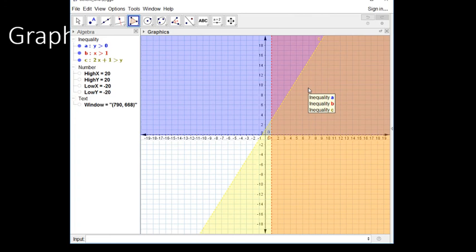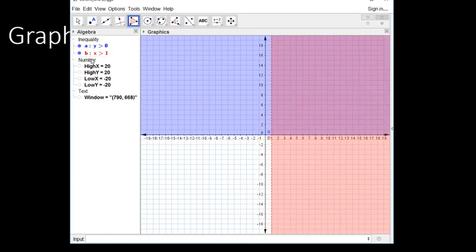The point where all three of these pieces intersect is this kind of weirdly shaped region over here. So where I've got all three colors overlapping, that is my solution, all right? And if I got rid of my third line, which is C, let's see if I can delete it, the intersection of these two inequalities would just be this purplish region right here. So again, wherever I have an intersection, that's going to be where my solution is.